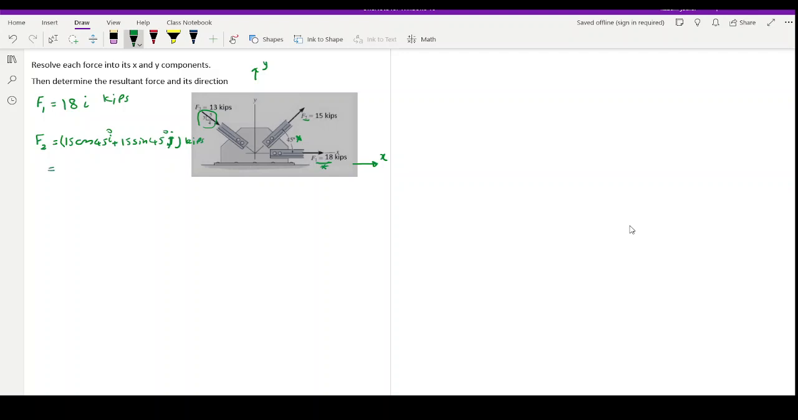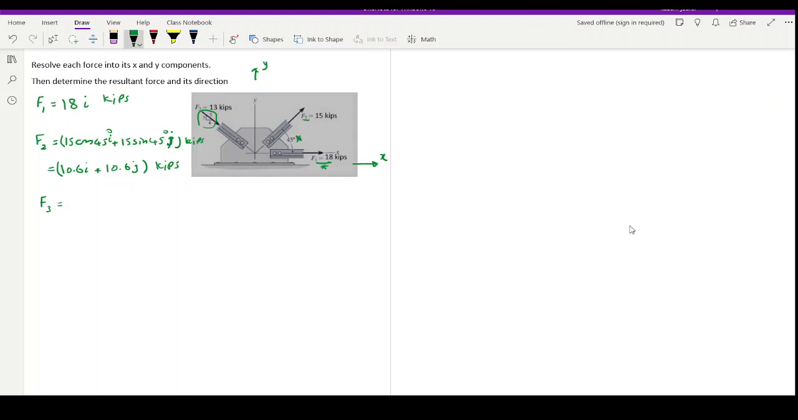And if you solve this, it's going to give us 15 times cosine 45 is equal to 10.6i, and cosine 45 is equal to sine 45. Therefore, it's going to be 10.6j as well. And I have not forgotten this kips because it's 15,000, or in this case 10.6 thousand pretty much. This is F2. I wrote F2 also in Cartesian or in xy format.